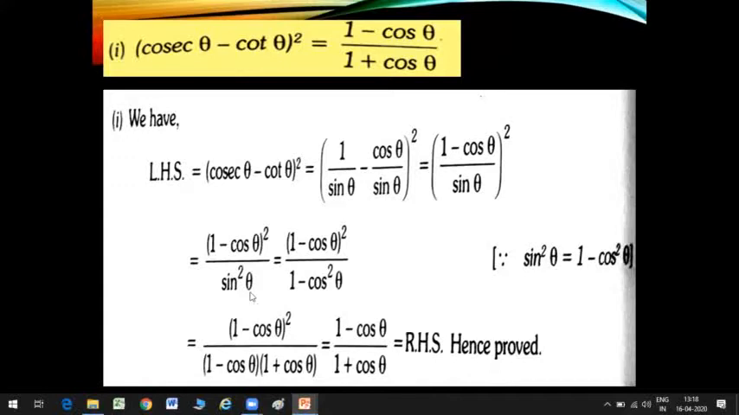And you know from identity number 1, sine square theta is 1 minus cos square theta. So sine square theta we can write as 1 minus cos square theta. Then (1 minus cos theta) whole square in the numerator, and in the denominator we can apply the identity a square minus b square, which is (a minus b)(a plus b). So 1 minus cos square theta is (1 minus cos theta) into (1 plus cos theta). Then from this, one (1 minus cos theta) cancelled, so which is equal to (1 minus cos theta) divided by (1 plus cos theta), which is equal to right hand side.